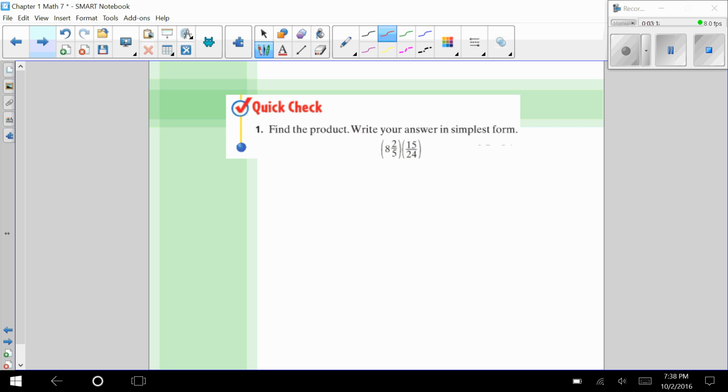Try this one. Find the product. 8 2/5 times 15/24. All right, the first step is to change the 8 2/5 into an improper fraction. That will be 42/5 times 15/24.